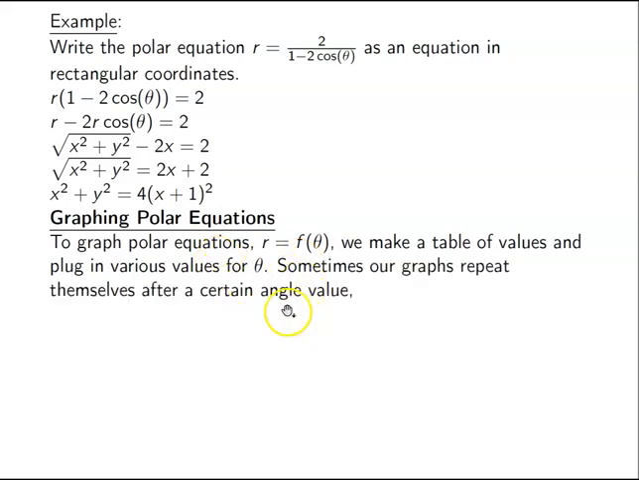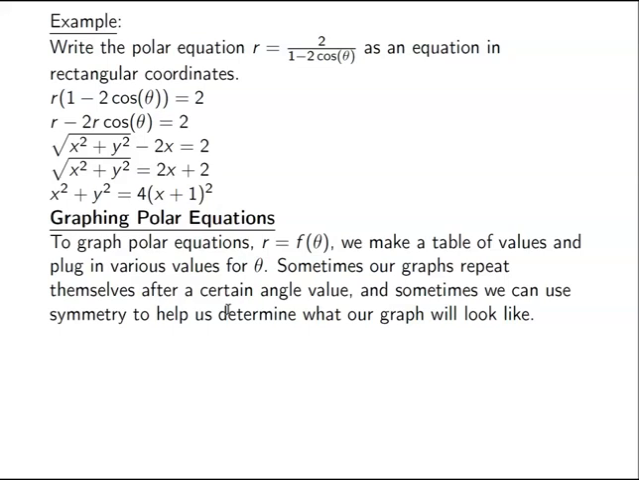Sometimes our graphs are going to repeat themselves after a certain angle value, so we really want to cut off our range of angles so that we're not repeating ourselves throughout a circle or throughout our graph. Towards the end of this, we'll also talk about the symmetries that are inherent in these kinds of graphs and how to graph things a little bit faster based on their form and the symmetries available to us. Okay, so let's go ahead and do an example.